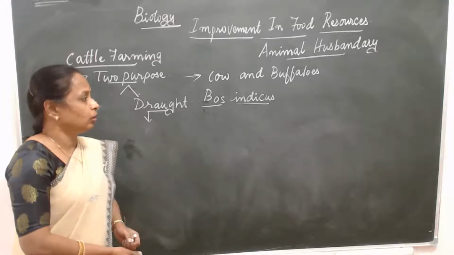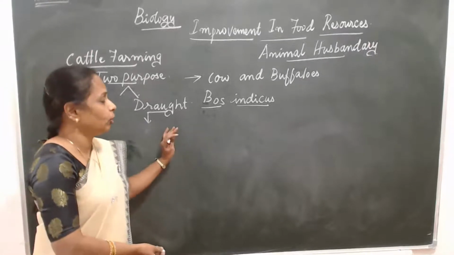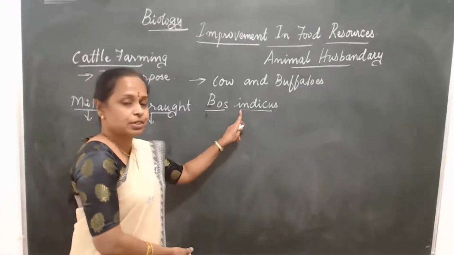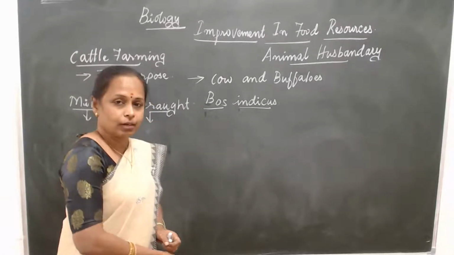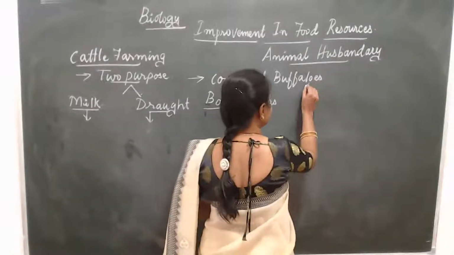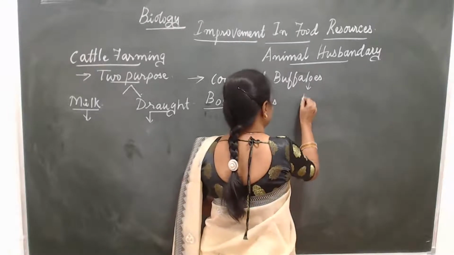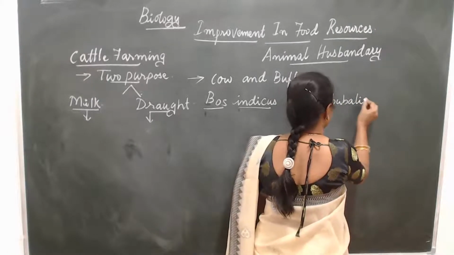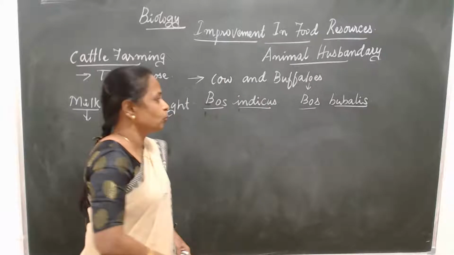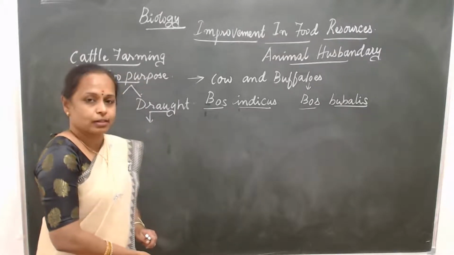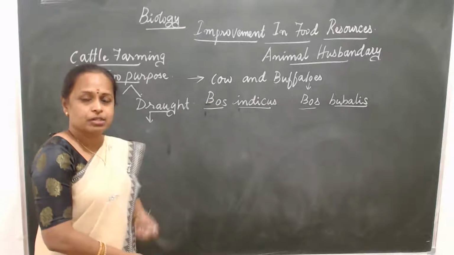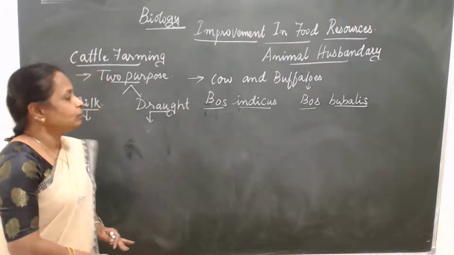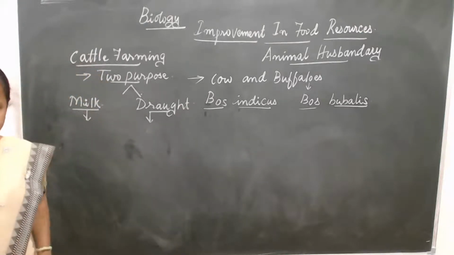So, according to taxonomy or binomial nomenclature, what is the rule? The name of the genus will be in capital letter and the name of the species will be in small letter. Both have to be underlined separately. In the same way, for the buffalo it is Bos bubalis. So, cows and buffaloes both belong to the same genus, that is Bos. But indicus is the species of the cow, and bubalis is the species of the buffaloes. So, cows and buffaloes both will be included under cattle farming.